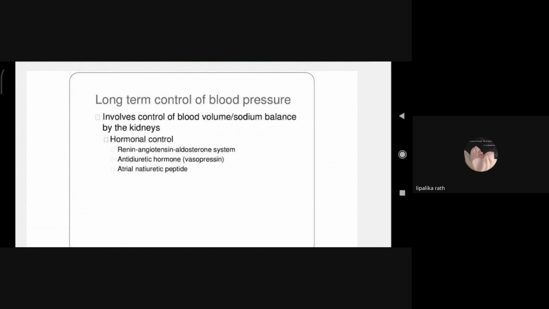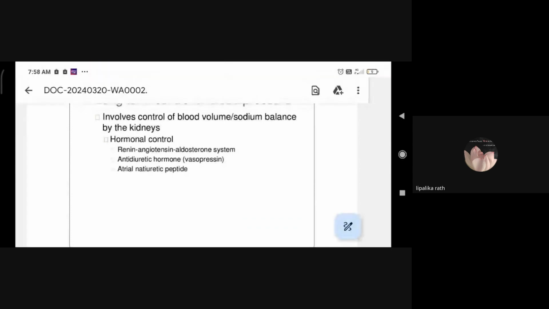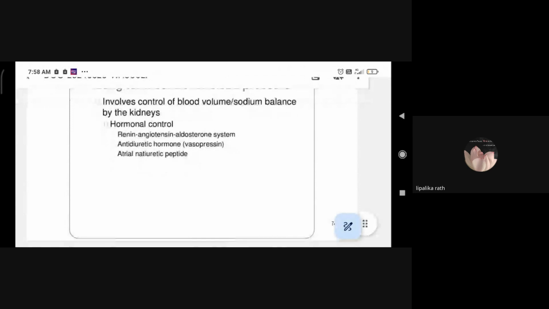So antidiuretic hormone, that is vasopressin, is stored by the posterior pituitary and secreted by the hypothalamus, if you remember. So these are the things which control blood pressure.